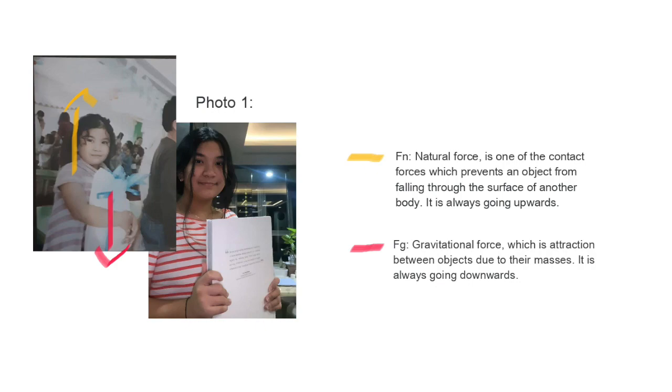This is photo 1, and as you can see, in photo 1, normal force and gravitational force are present. Fn, or normal force, is one of the contact forces, which prevents an object from falling through the surface of another body. It is always going upwards, as you can see from the yellow arrow. And then Fg, or gravitational force, which is attraction between objects due to their masses. It is always going downwards, as you can see from the red arrow.